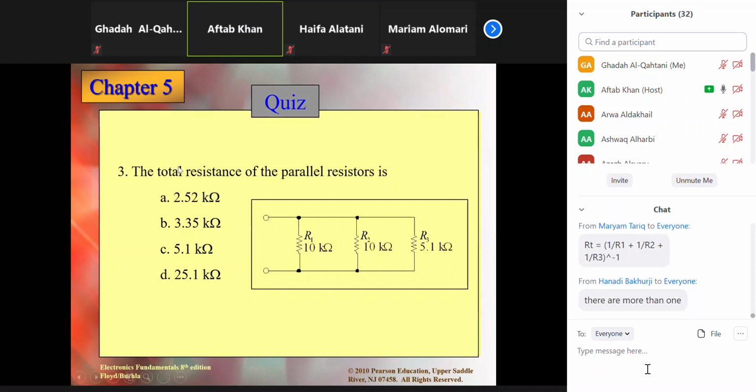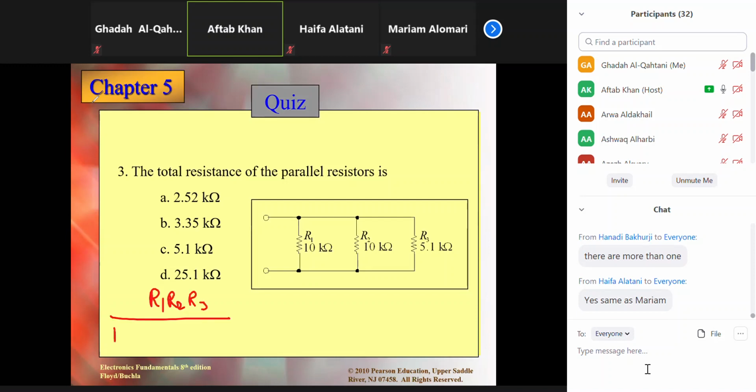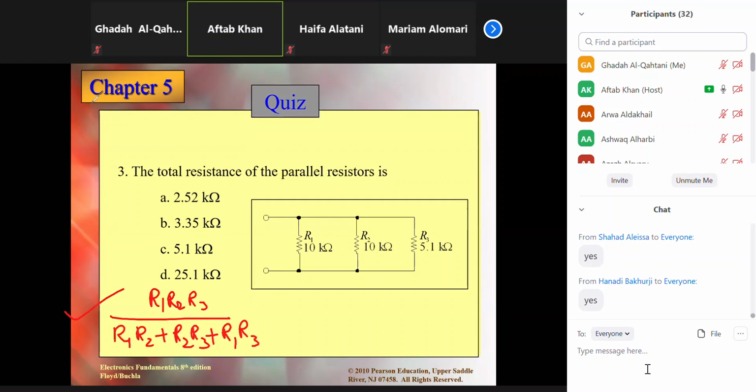This formula, okay. So do you think we have any other formula? More than one. So you use this formula. And also, do you remember that formula I told you? Three resistors are in parallel, so I can also use R1 R2 R3 over R1 R2 plus R2 R3 plus R1 R3. You can also use it. So any two formulas, this one or that one, is possible.